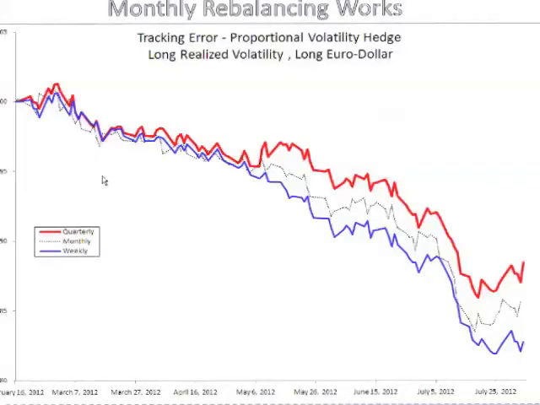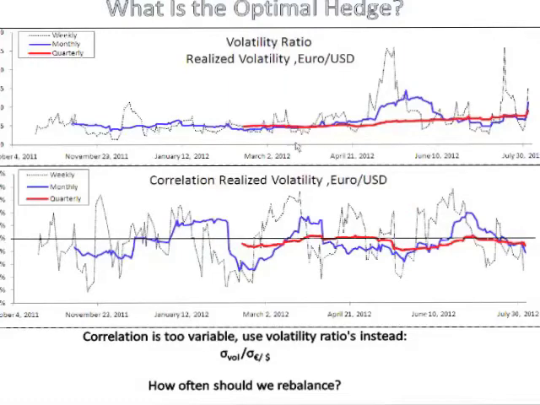If we look at the tracking error of a proportional volatility hedge between long realized volatility and the euro dollar, which is the position, just for example, that we take, we can see here that the quarterly, the monthly, and the weekly track each other very closely up until May 2012, from which then they start to separate in their performance. What one sees very interestingly is that the monthly hedge tracks the weekly hedge very, very closely. And if we go back to that slide at the top, one can see that it's because of this peak here in May that we had that tear right here.